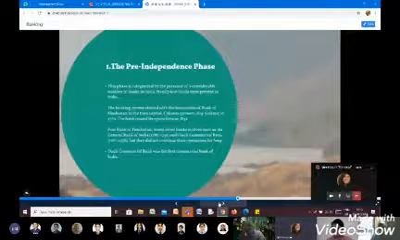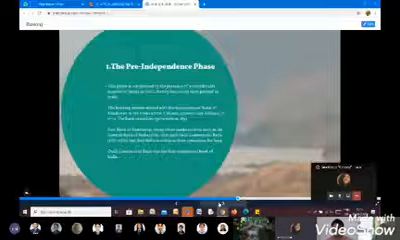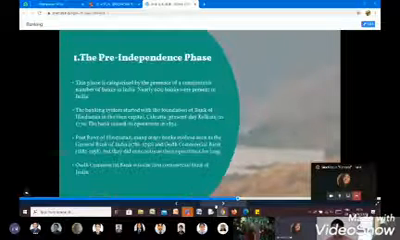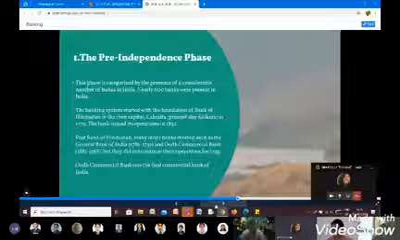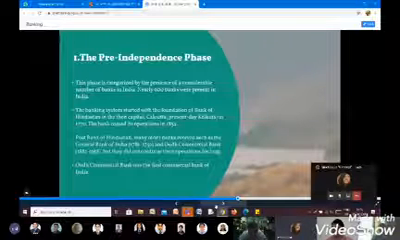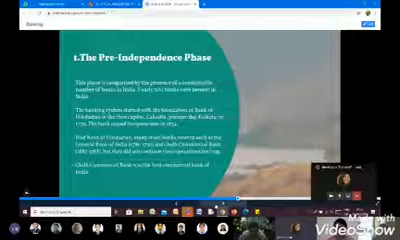Okay, so the pre-independence phase. During this time, there were nearly 600 banks present in India.